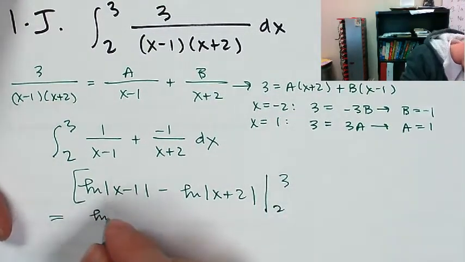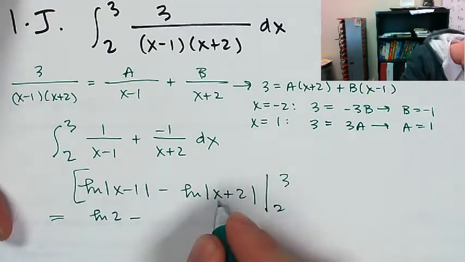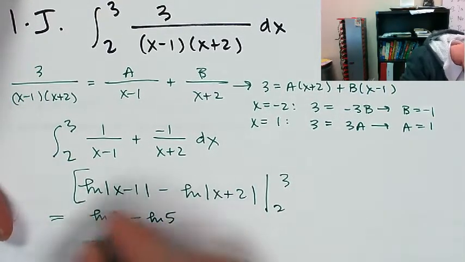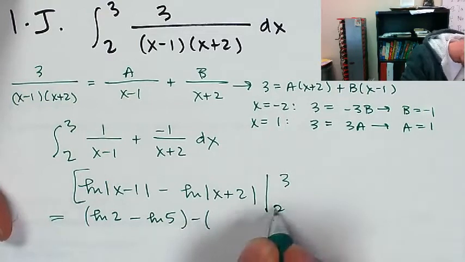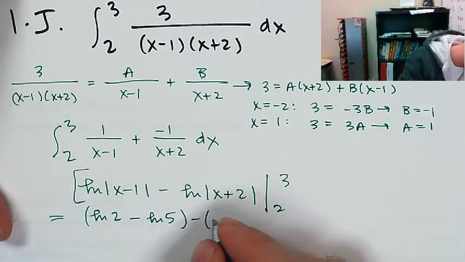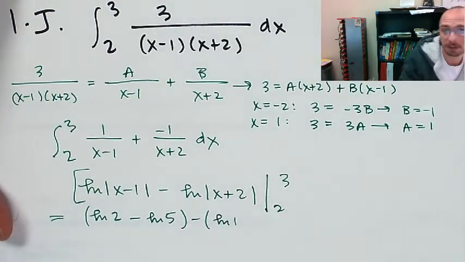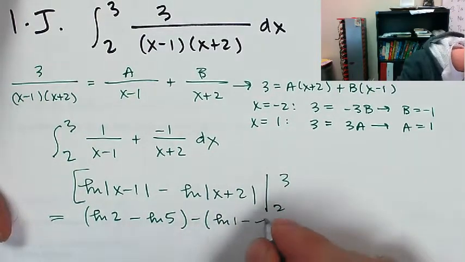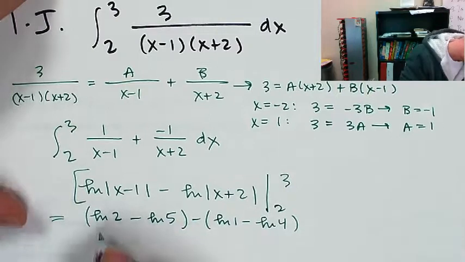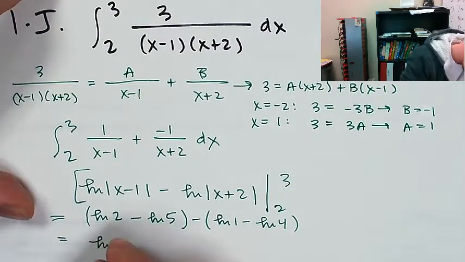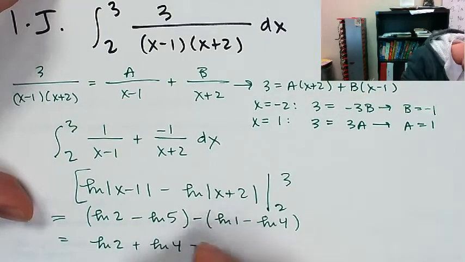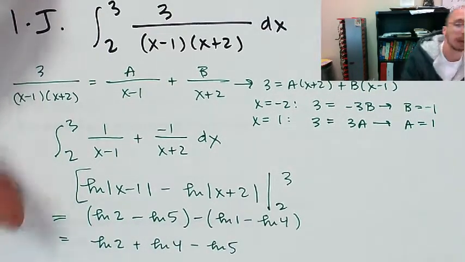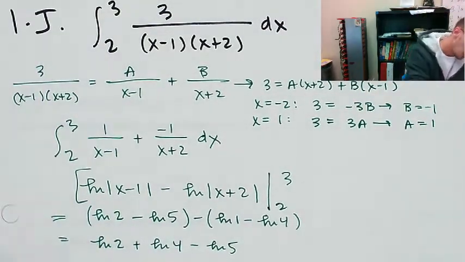So now I'm going to let that happen. 3 minus 1 is 2. 3 plus 2 is 5. And then when I plug in 2, I get log of 1. Log of 1 is log of e to the 0, which is going to be 0. Minus 2 plus 2 is 4, so log of 4. So I know that this is going to be log of 2 plus log of 4 minus the log of 5, and the log of 1 is 0, so I'm just going to leave it like that.